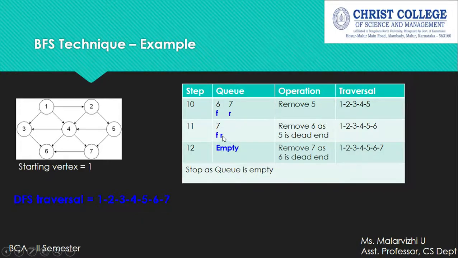Only one element is left in the queue. So 7 is removed and it is added to the traversal. Similarly, for 7, there is only one adjacent vertex. 6 is there, but 6 is already visited. So 7 is a dead end and the queue has become empty. So we are stopping the algorithm here as the queue has become empty. So the BFS traversal of this digraph is 1, 2, 3, 4, 5, 6, 7.